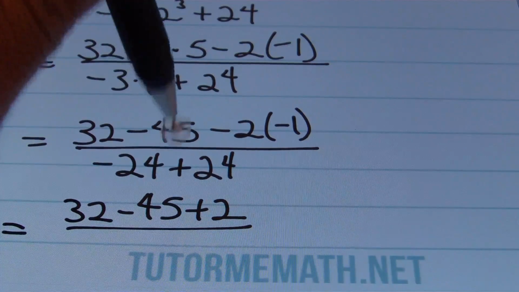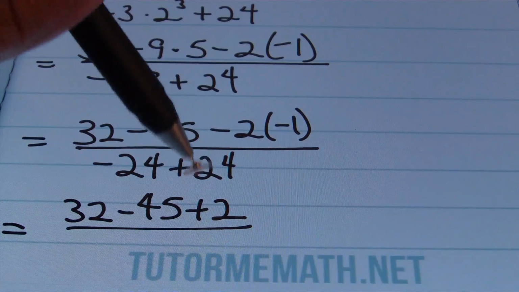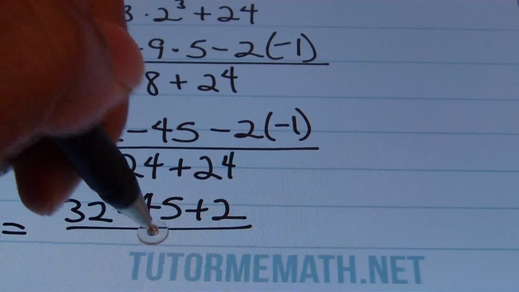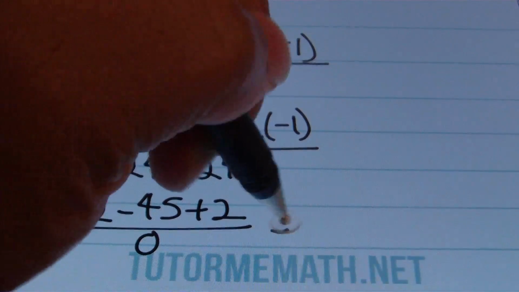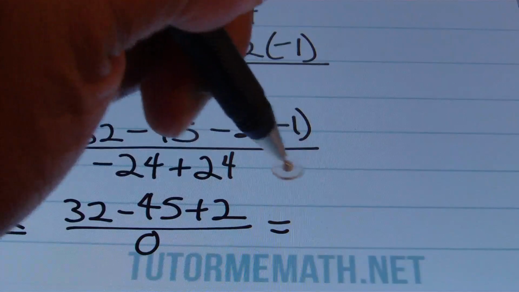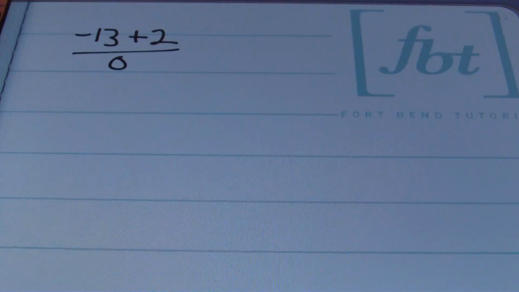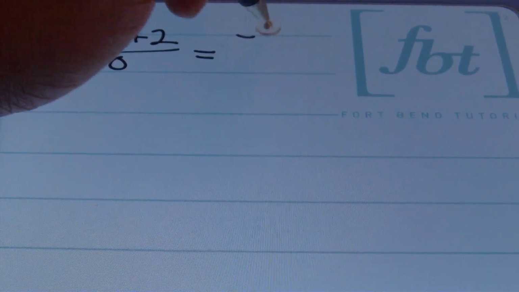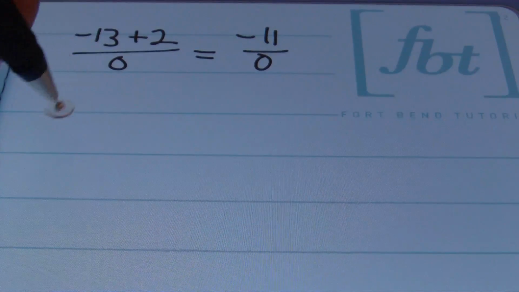These are called additive inverses, aka opposites of one another. Anytime you combine additive inverses, the result is always 0. So we already know the answer to this is going to be undefined because we have 0 in the denominator, but we'll continue simplifying. So in the numerator, I have the 32 minus 45. That gives me a negative 13 plus 2 divided by 0. That just gives us negative 11 divided by 0. And anytime you have 0 in the denominator, the answer is undefined.